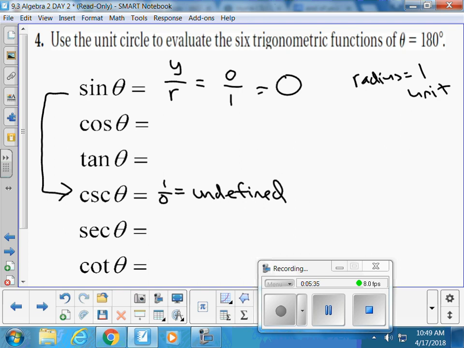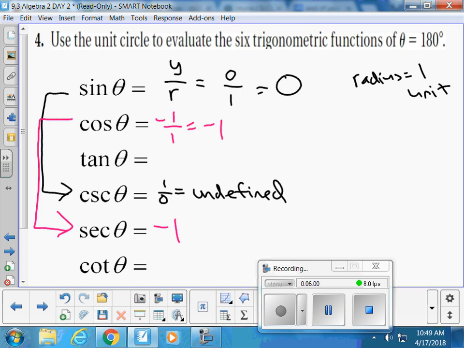All right, let's try cosine. I'll do a new color. Cosine at 180. What's the x value? -1. I could put an over 1 just to be nice, but what's the reciprocal of that -1? Also -1, right? The reciprocal of -1 is also -1. What's the reciprocal of 1? Positive 1. Yeah, that's easy.